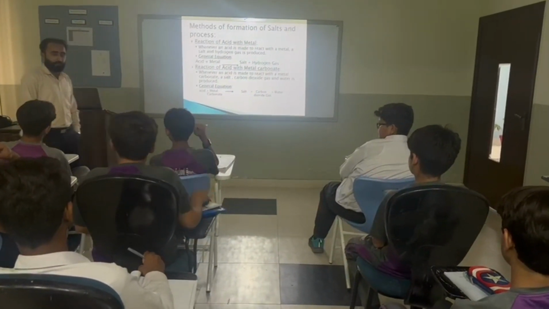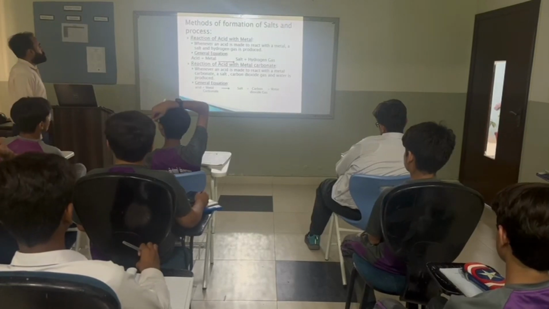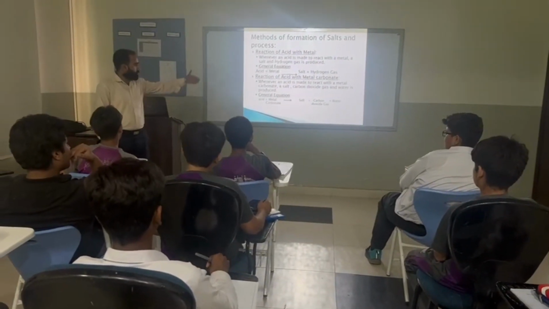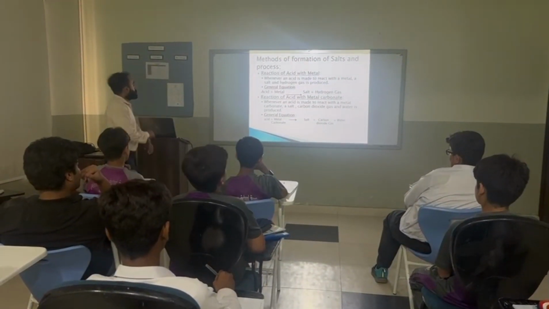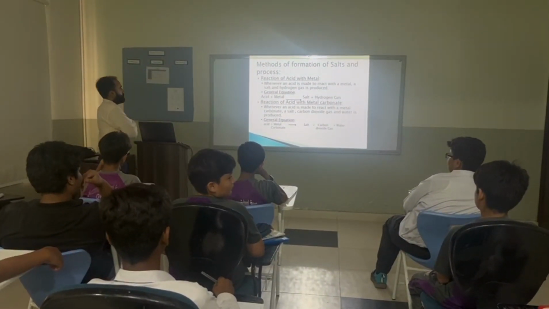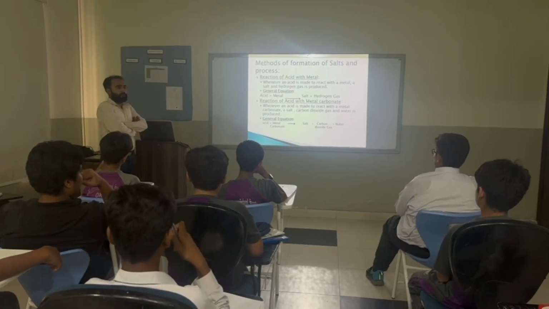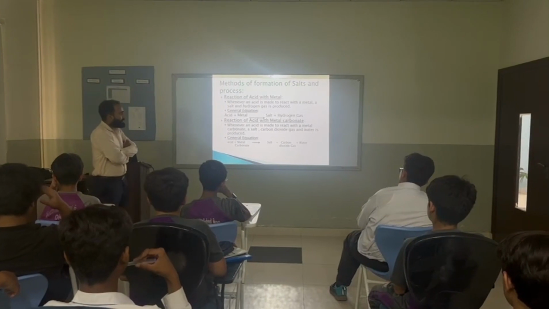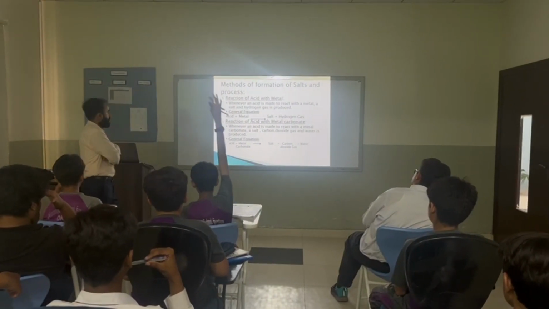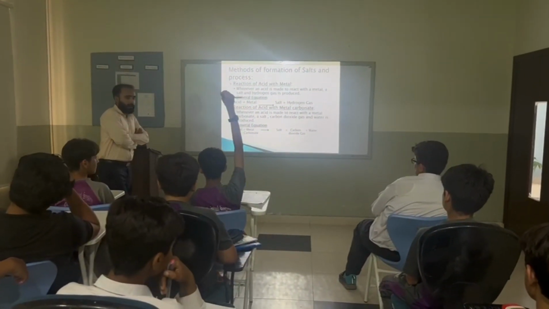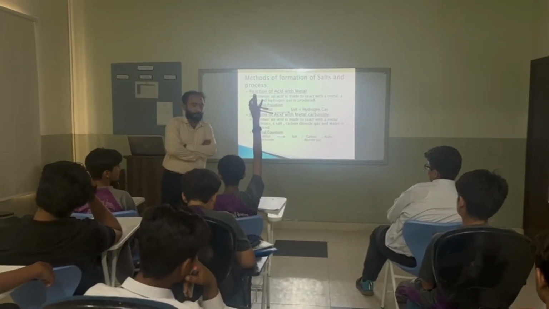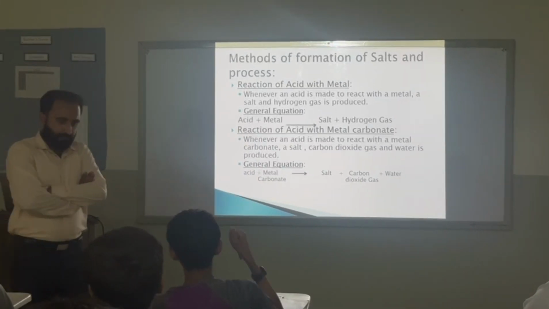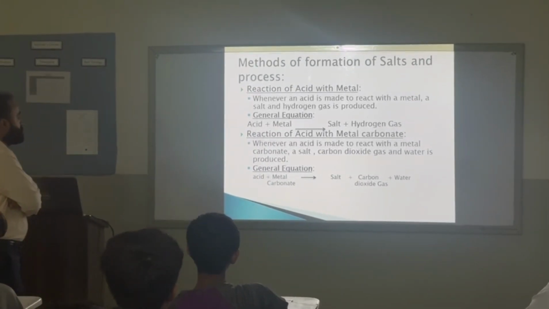Yeah, Mr. Ashok? Sir, what's the difference between a metal and a metal carbonate? Okay, I will explain it after completing these two reactions. So the first reaction was like when we react an acid with a metal, there will be the production of salt and a gas that is called hydrogen gas. And the second reaction is like whenever... Examples are given on the next slide, my dear students. Okay, please wait for that.